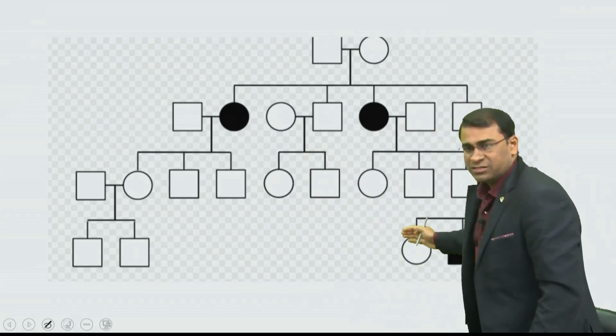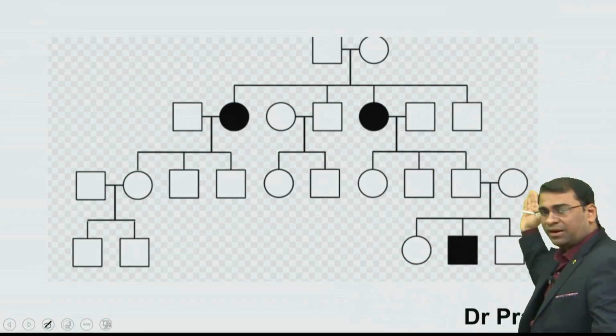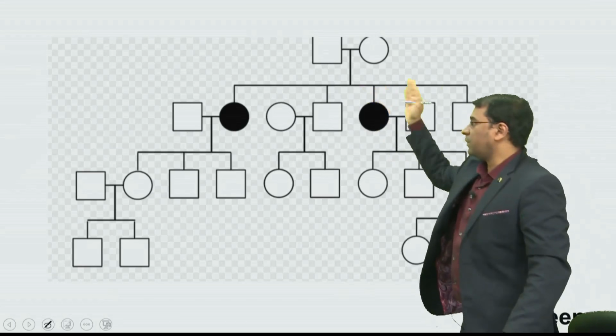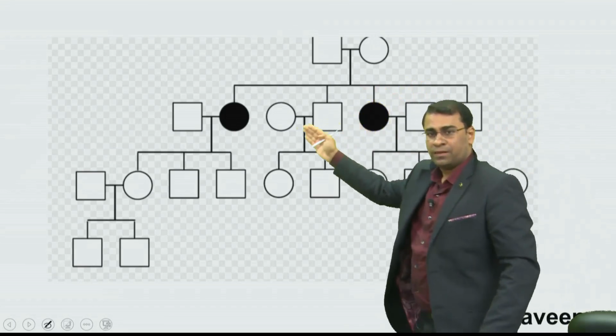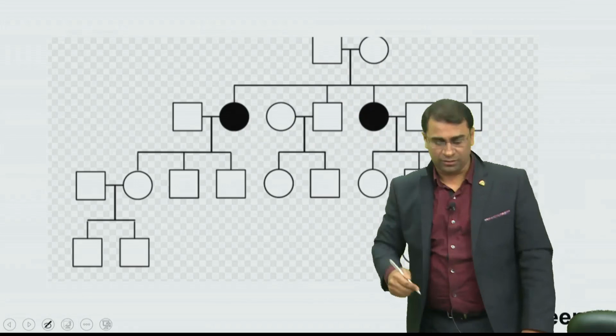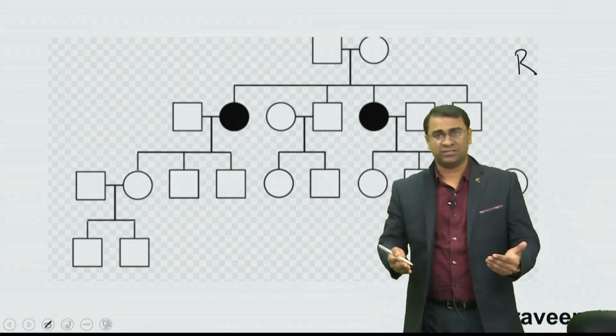Look here. Again applying the same rule. He is diseased. Is either parent diseased? No. Diseased? Either parent diseased? No. Diseased? Either parent diseased? No. Can it be dominant? No, it is recessive because neither parent is diseased.